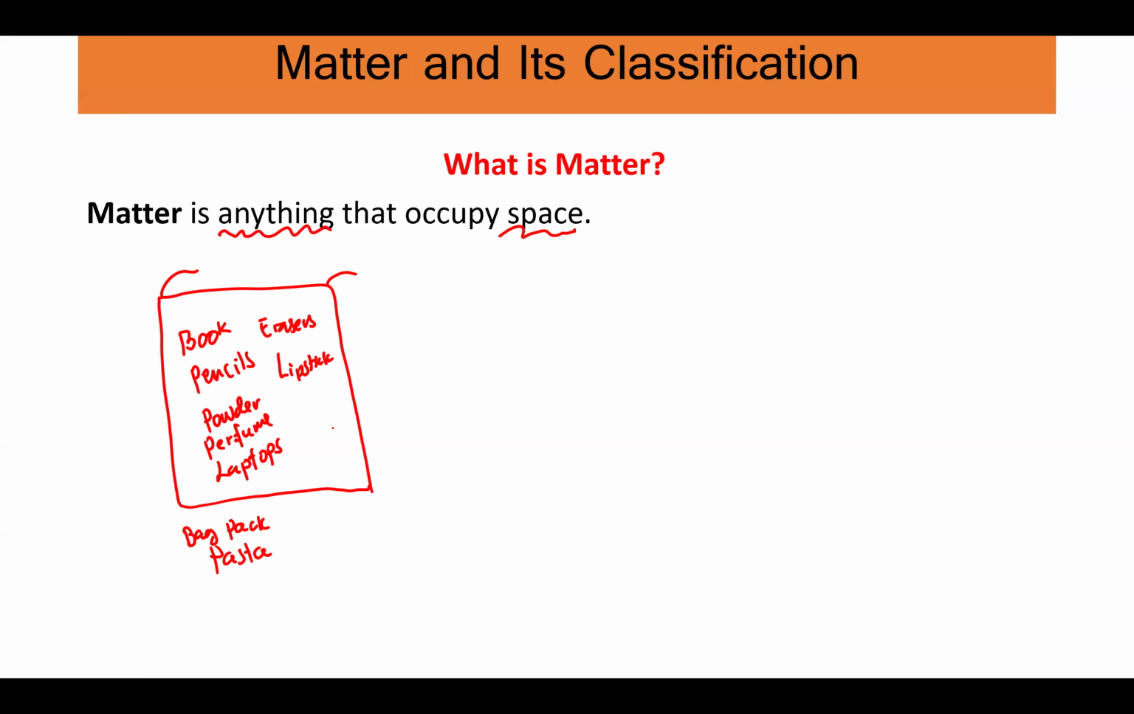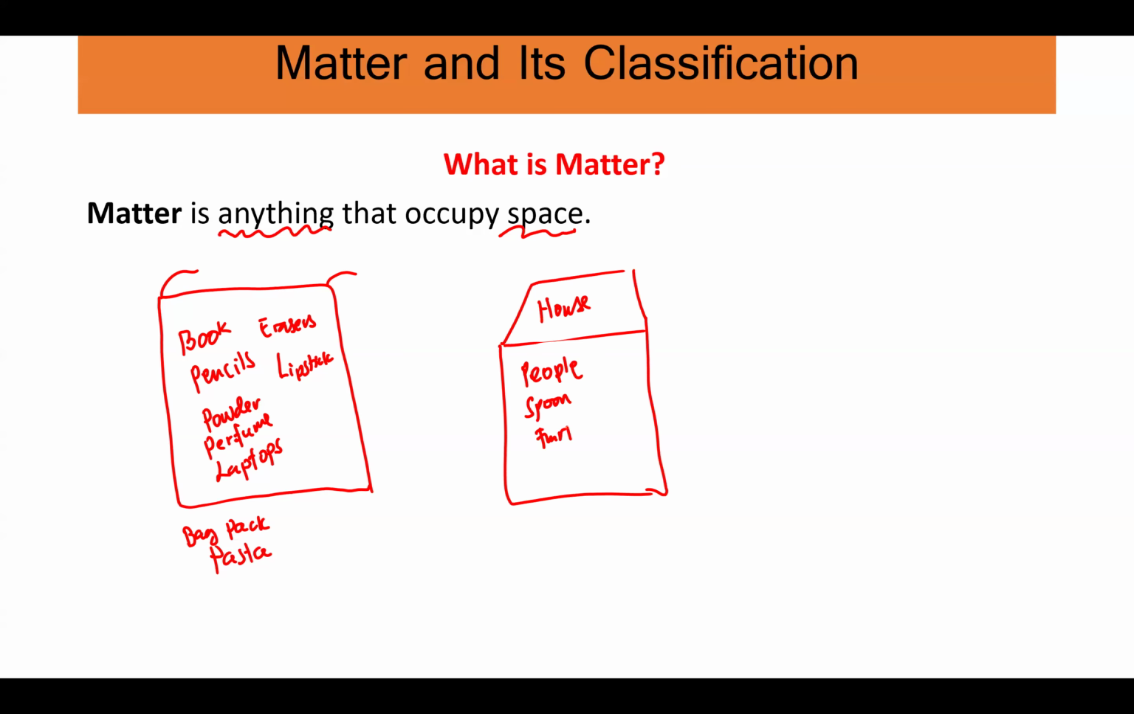Now, take it bigger. Let's take it out to a house. You consider a house as your space. What is inside a house? You have people, who occupy some space. You have furniture. Anything inside the house occupies some form of space. That is also matter.